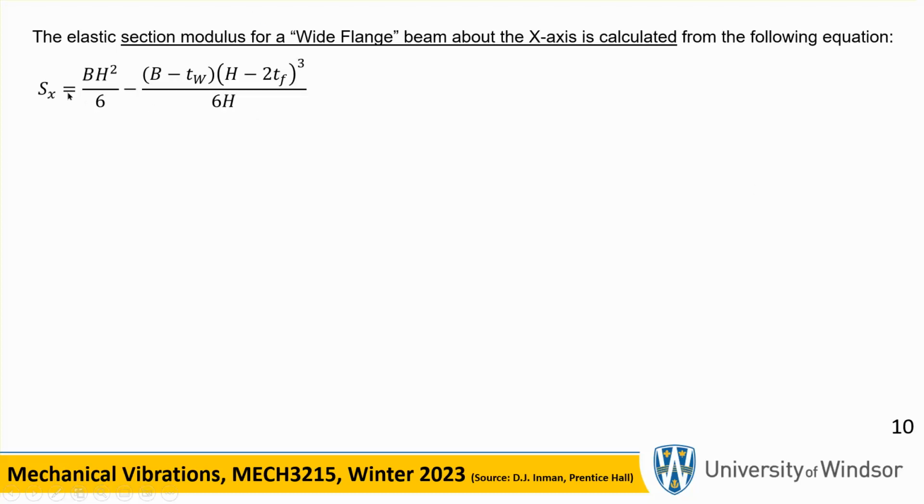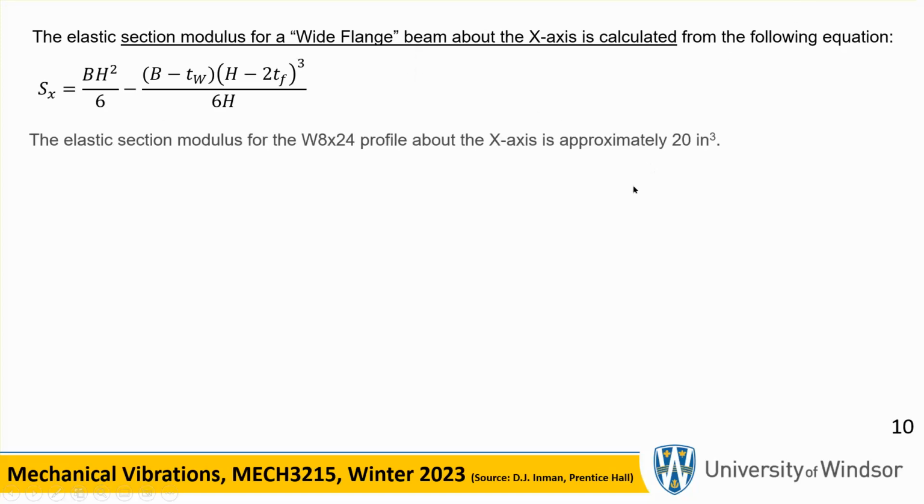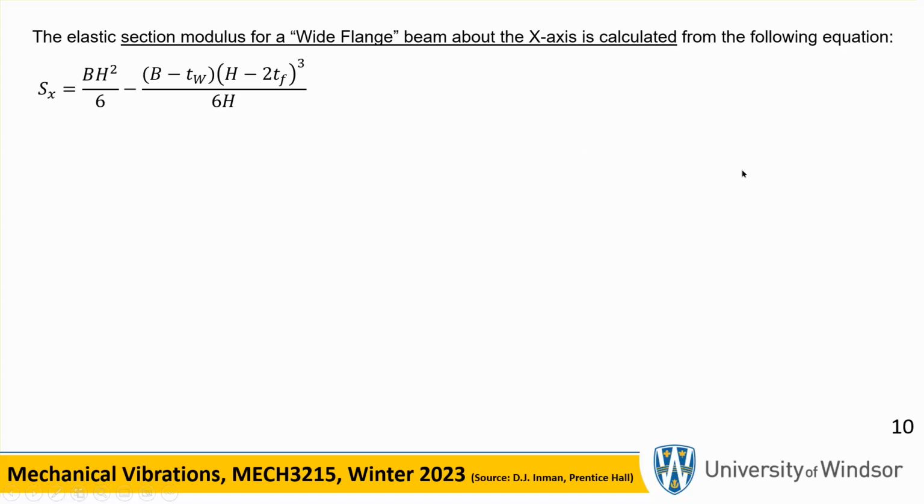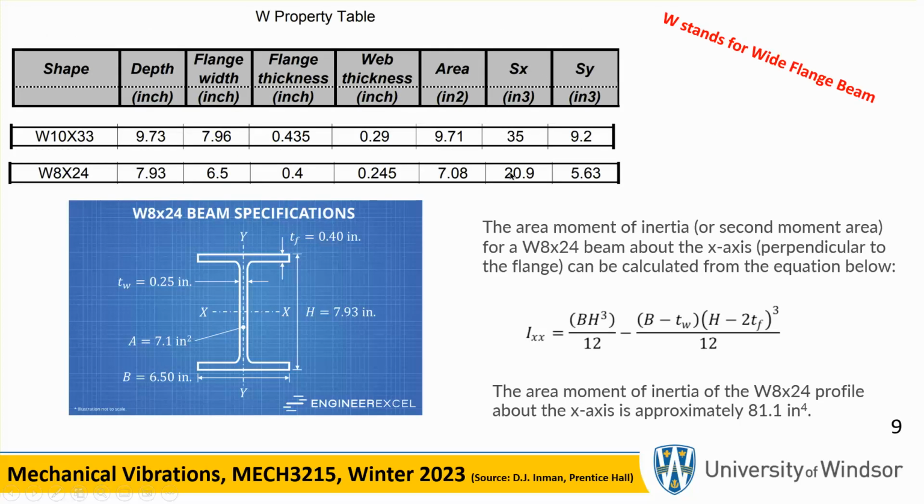There is the Sx that I was talking about. So what is this Sx? It's called the section modulus about x. What is this thing good for? Well, first of all, for that particular beam, Sx is 20 inch cube. If you go back, I'm going to back up for a second, Sx right there, almost 20, 20.9.